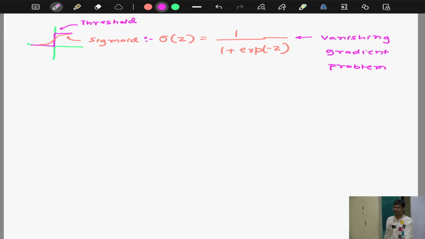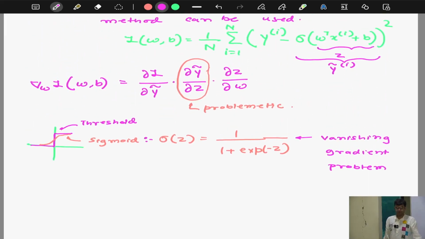Vanishing gradient problem means the gradient goes very close to 0. And why is that a problem? Well, look at the equation. What will happen if one of the terms goes to very close to 0? The whole thing goes to 0. What happens if the whole thing is equal to 0?